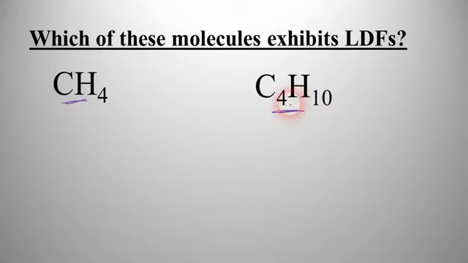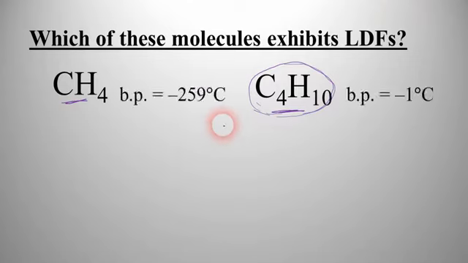Now, as a result, which one has the higher boiling point? Once again, it's the molecule that has the greater intermolecular force, which would be the butane molecule. Let's check our work here. We can actually look up the boiling points, and sure enough, the boiling point of butane is well over 200 degrees higher than it is for methane, just because it's more polarizable, more electrons.